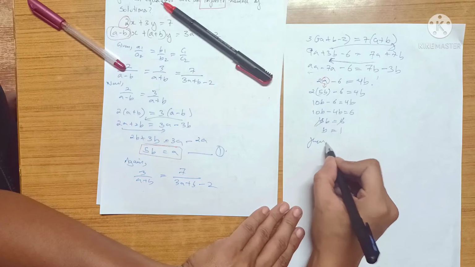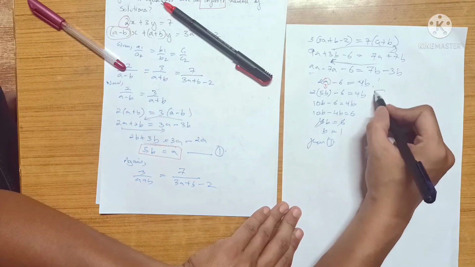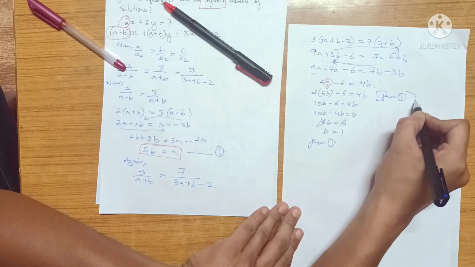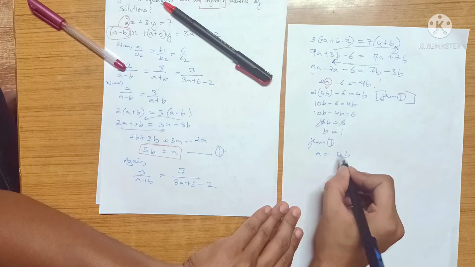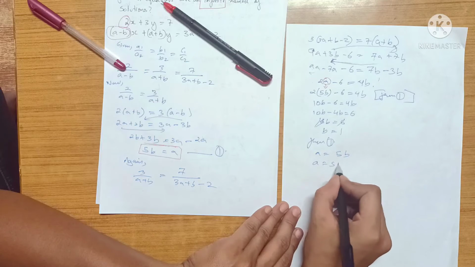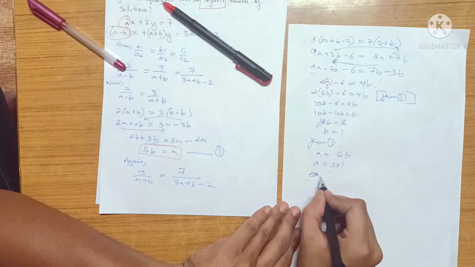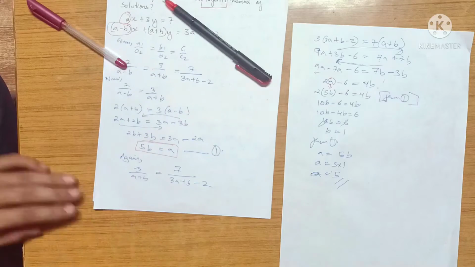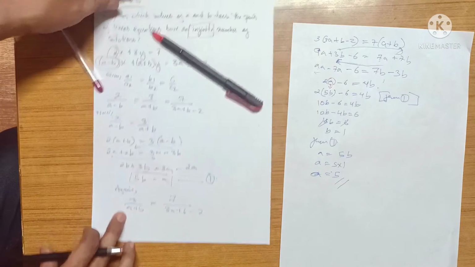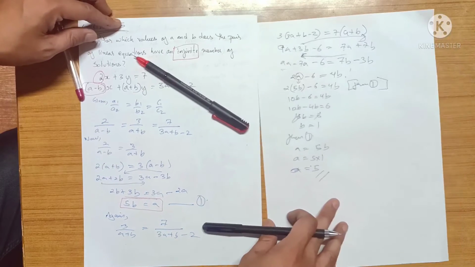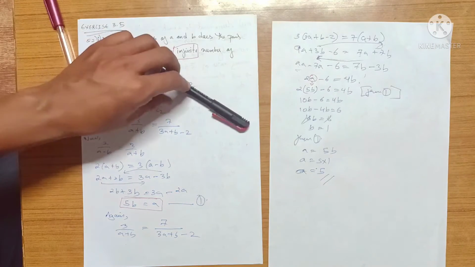So from equation 1, let's just write this from 1, so that you won't get confused. From 1 we know that a equal to 5b, but b we got 1, so a equal to 5 into 1, a equal to 5. Got it? So that is it. Let me just arrange so you can view the question and answer.